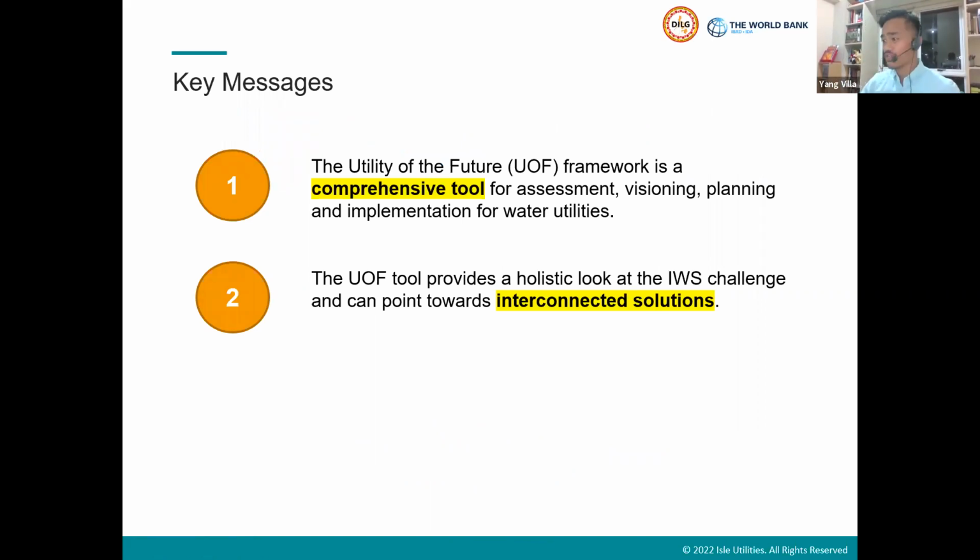I have two key messages for you today, and I will expound on them in the next few minutes. The first is that the UOF framework is really a comprehensive tool. It is a self-contained package of tools for assessment or diagnostics, visioning, planning, and implementation of these plans for water utilities of all sizes, of all maturity levels.